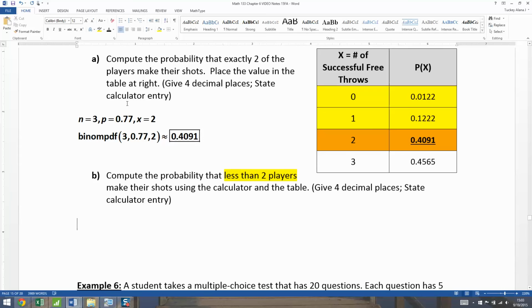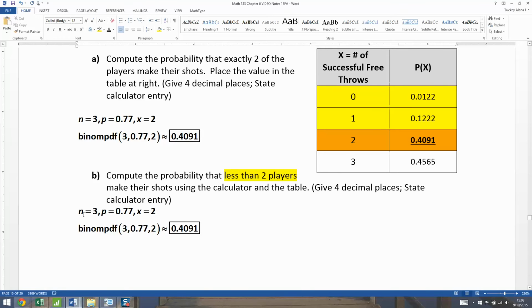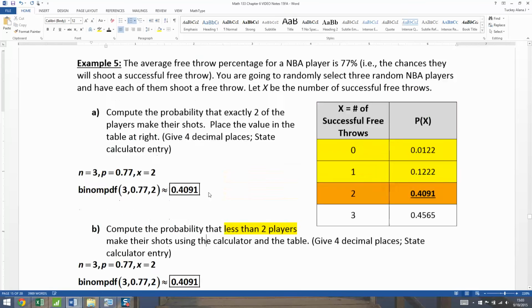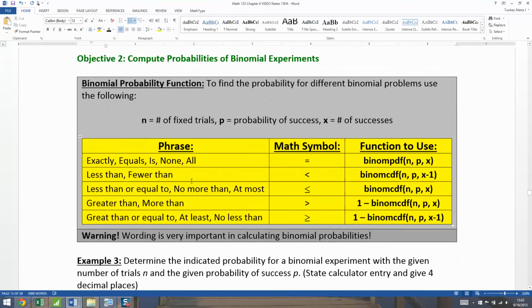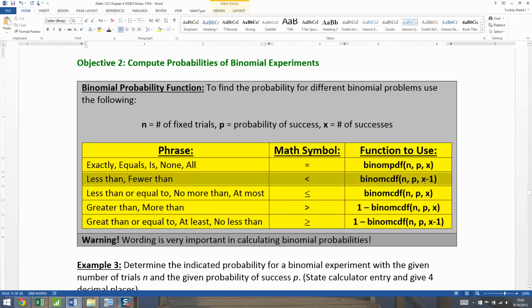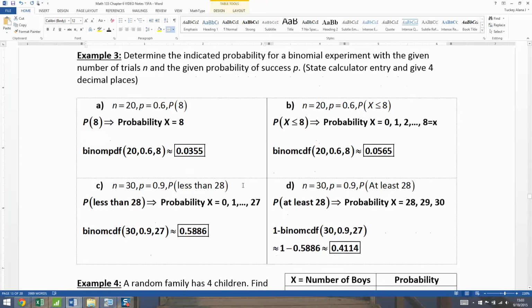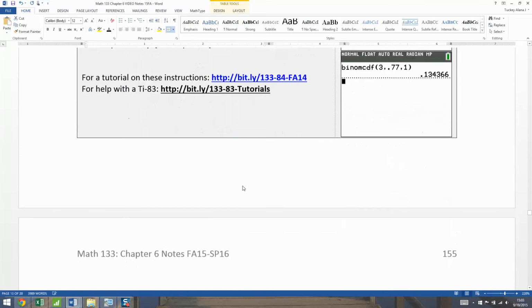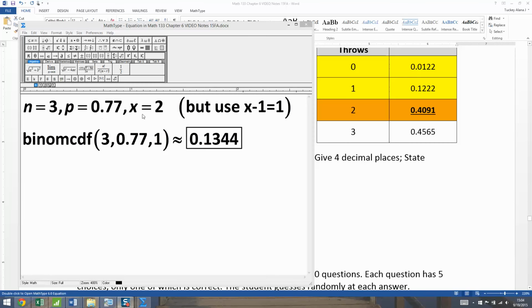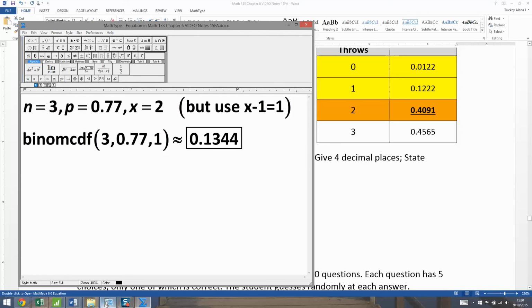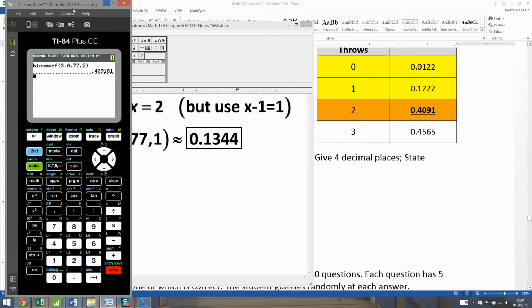So what we're going to do is use binomial CDF. Less than 2, let me scroll back up real quickly. There it is, the table. Less than 2 means your x is 2, so you're going to use x minus 1. Like that. So that's what we're going to use right here. And there we'd have it. So let me see if it works. So we want binomial CDF.